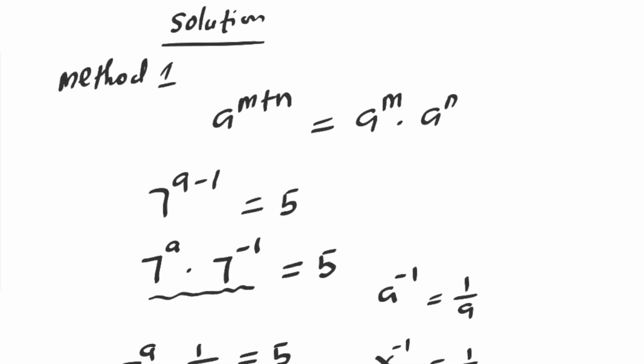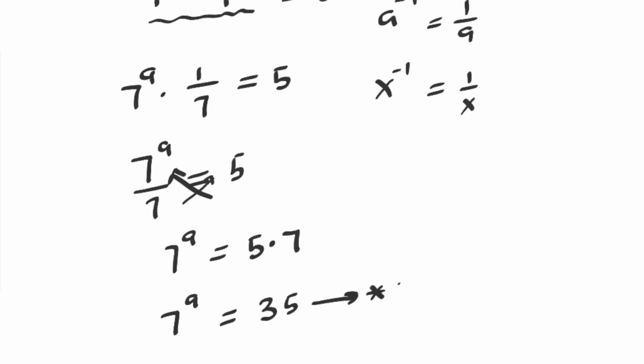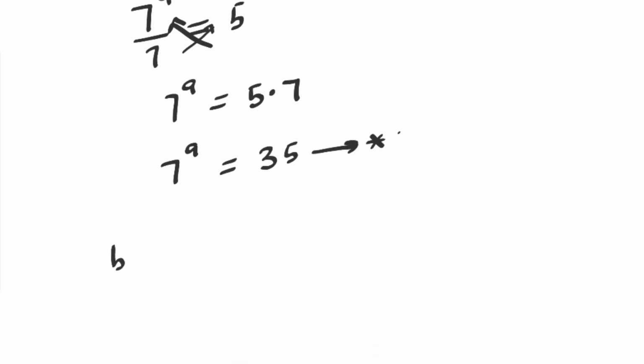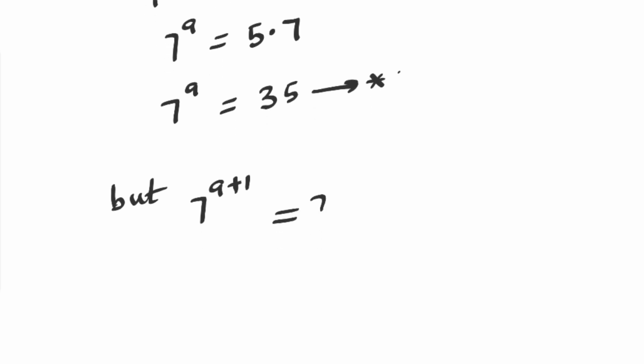Now, from here, we know that 7 raised to power a plus 1 is unknown. That is what we are asked to find. Now, this can be written as 7 raised to power a plus 1 is equal to 7 raised to power a multiplied by 7 raised to power 1.